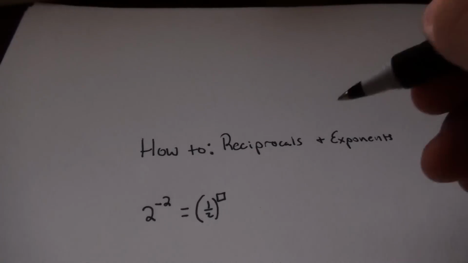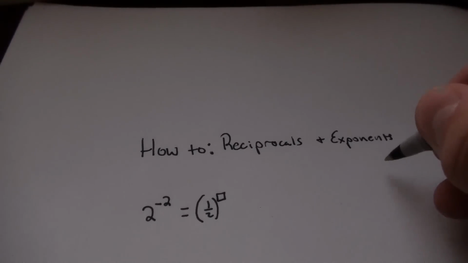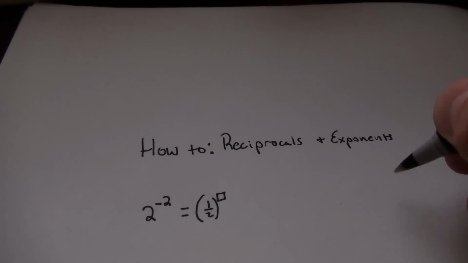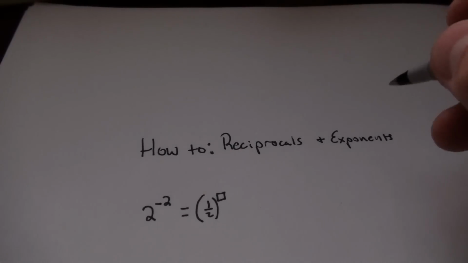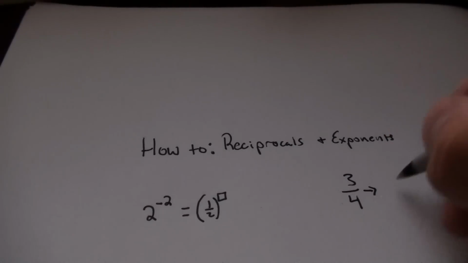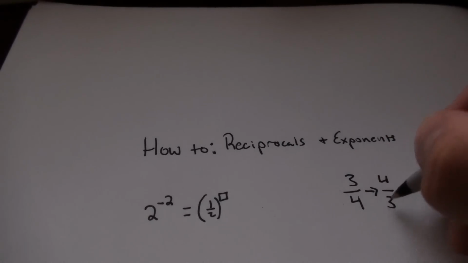If you know anything about reciprocals, basically a reciprocal is just the exact opposite. Like light is the reciprocal of dark and vice versa. White and black are reciprocals. Right and wrong, things like that. So let's say we had 3/4 and I said write the reciprocal. Well, that would be 4/3.